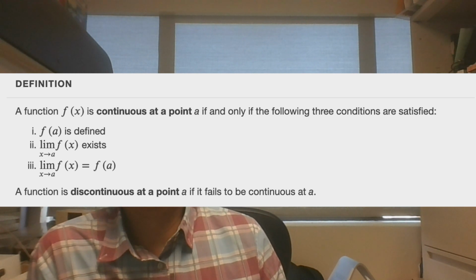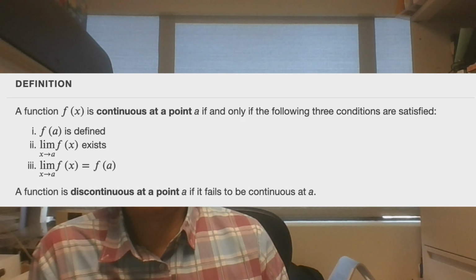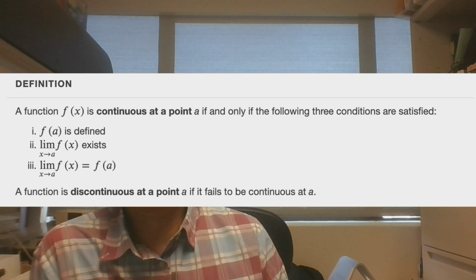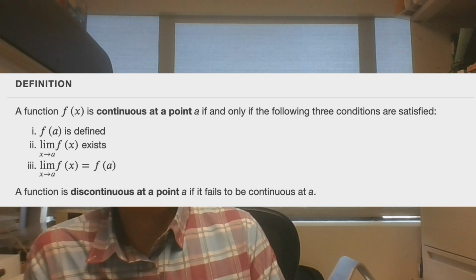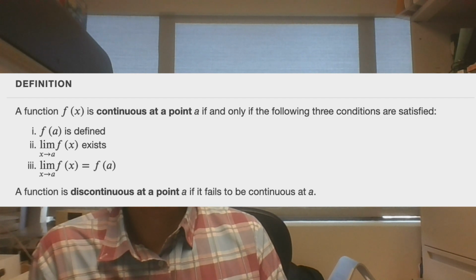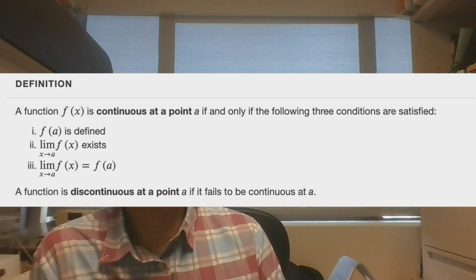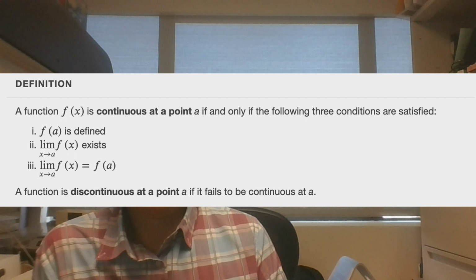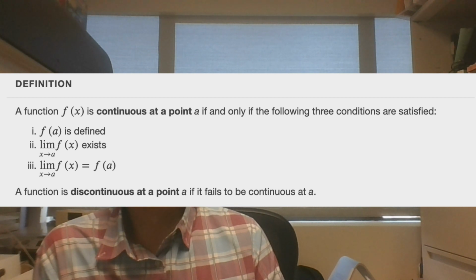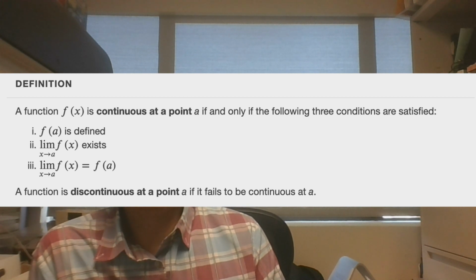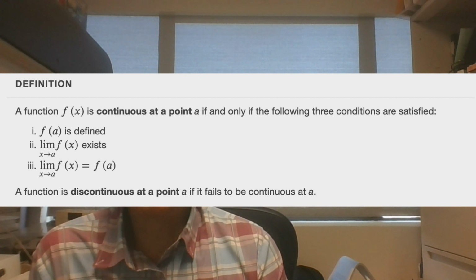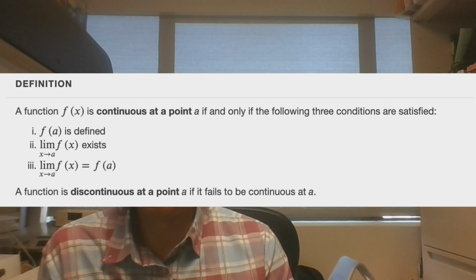And then finally, we have to make sure that the limit matches where the function is defined. So if any of these fail, then we have a function that's not continuous, or discontinuous. And we can classify the discontinuous functions by seeing which of these three criteria it is failing on.